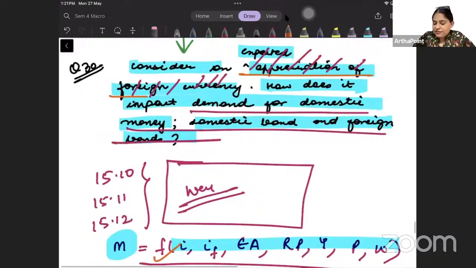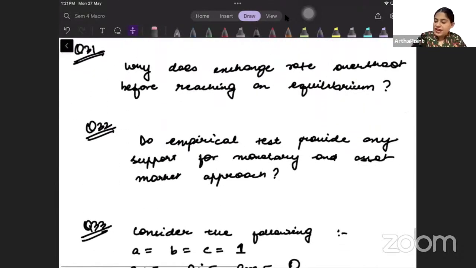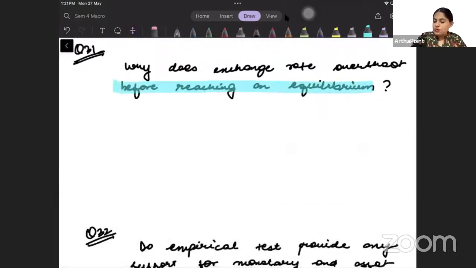यहाँ पे वो कोई भी एक फैक्टर डाल के they can ask you this question. Okay, next question beta. Why does exchange rate overshoot before reaching an equilibrium? This question will definitely be asked in exam.